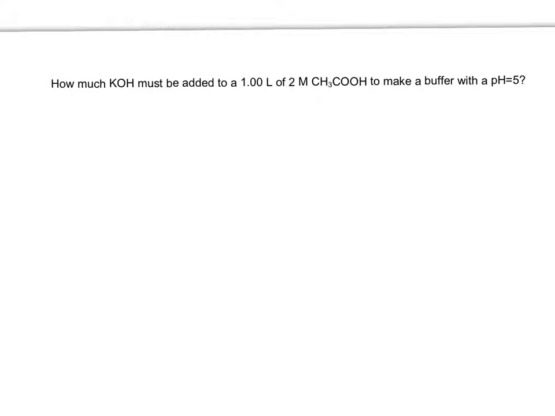Let's try another one. So this problem says, how much KOH must be added to 1 liter of 2 molar acetic acid to make a buffer with a pH of 5?